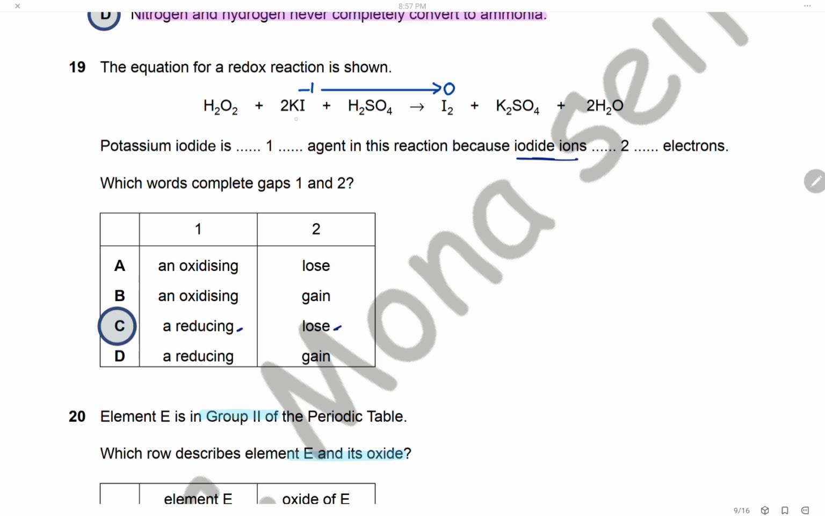Let's check that. Iodide ion here has an oxidation state of -1 in potassium iodide, and when it forms iodine, the oxidation state changes from -1 to 0. That means iodide ion has lost electrons, so it is the reducing agent. Iodide ion is oxidized by losing electrons, and it is the reducing agent. The answer is C.